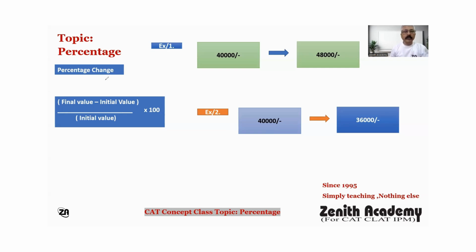Now see percentage change. Suppose a worker in a project gets a salary of 40,000 rupees in the first month, and in the second month he got a salary of 48,000.